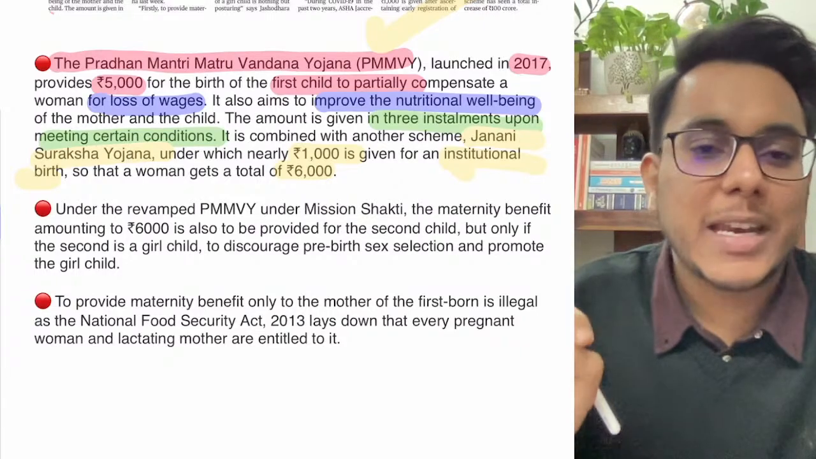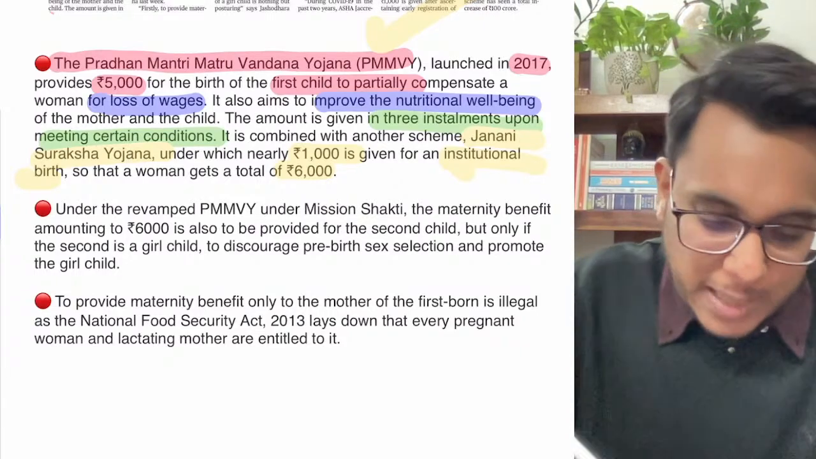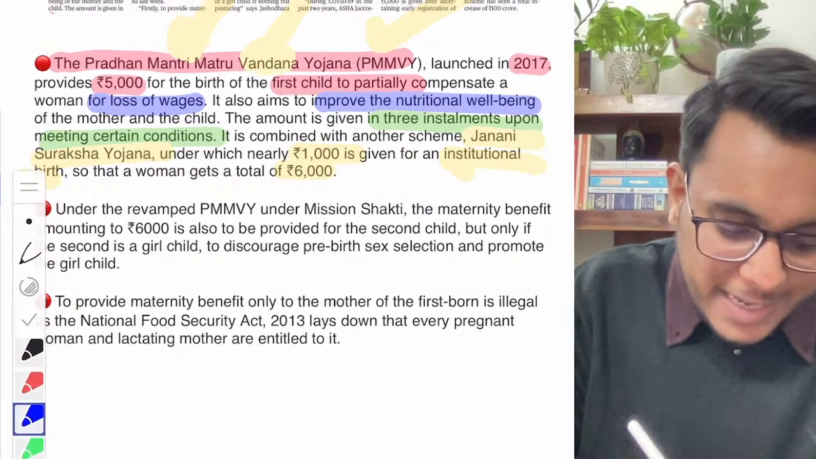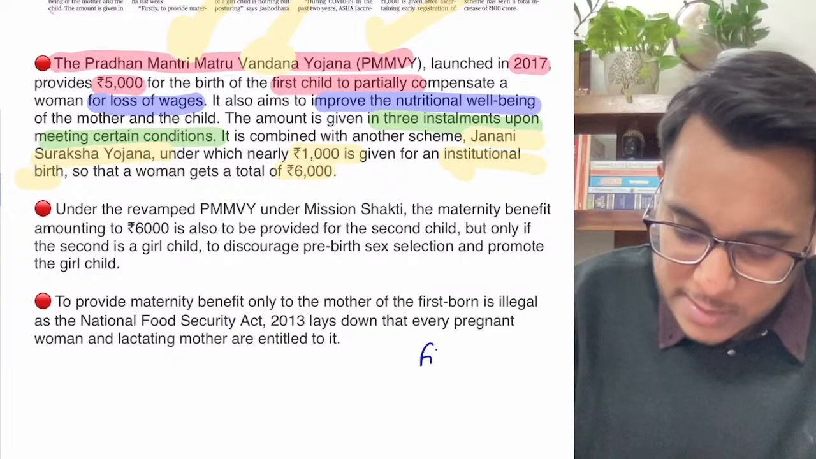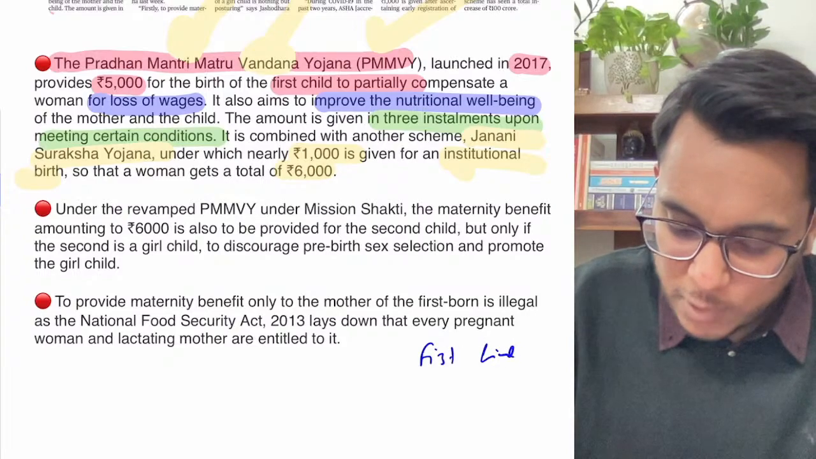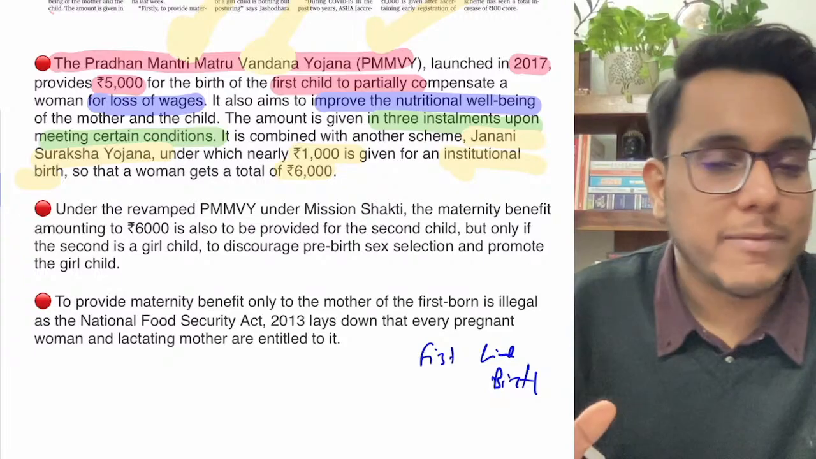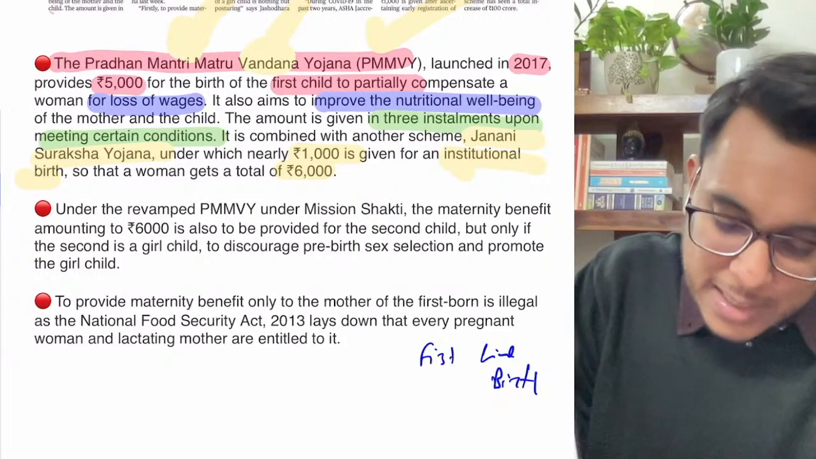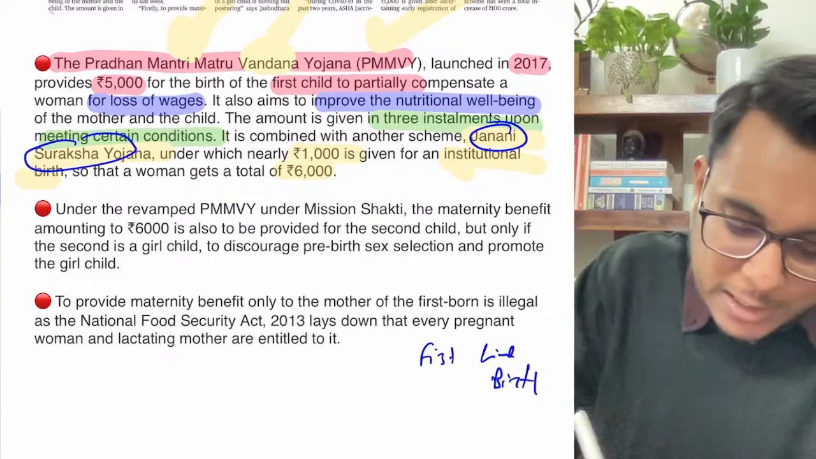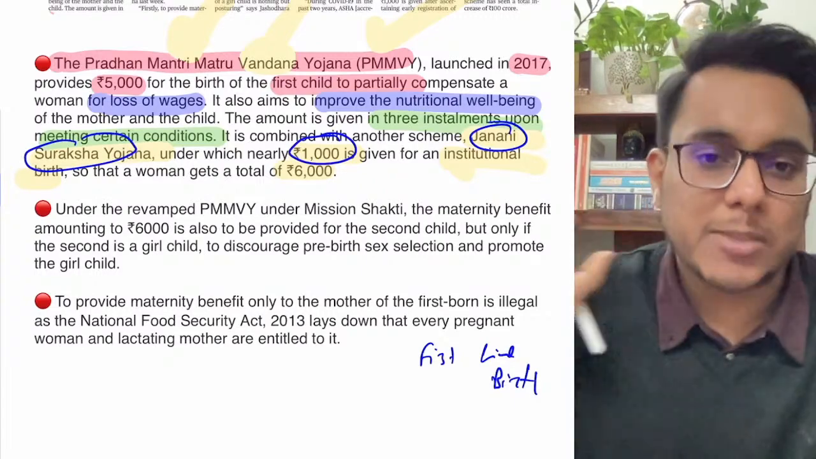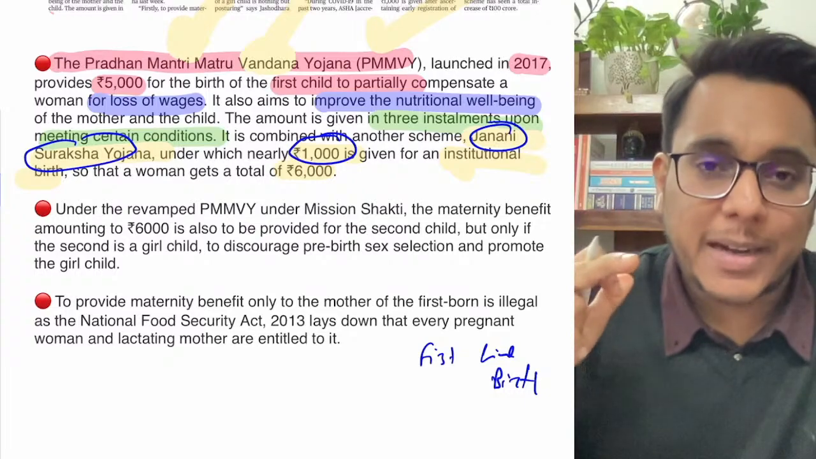Now understand one caveat. This Pradhan Mantri Matru Vandana Yojana 5,000 rupees benefit is given only for the first live birth. After one birth, money will not be given. However, the Janani Suraksha Yojana 1,000 rupees is given after one birth also. This is one thing. Now guys, what had happened?